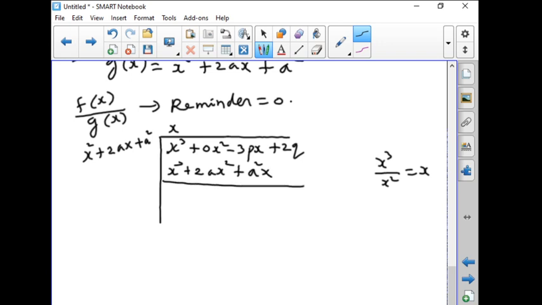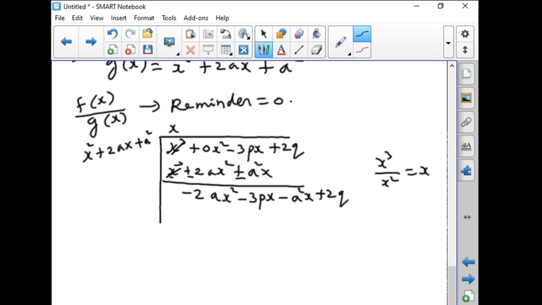Now we have to change the sign here. So this becomes minus, this is minus, this is minus. The x cube gets cancelled and here we have 0x square minus 2ax square. So minus 2ax square, then minus 3px and minus a square x, and bring down 2q.